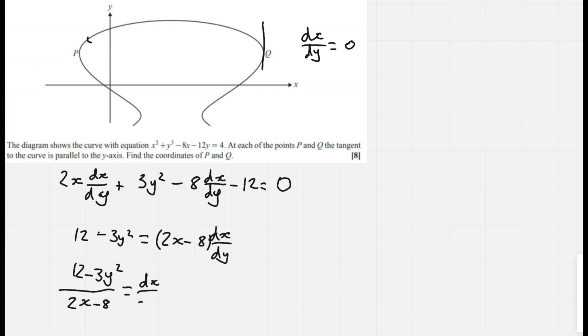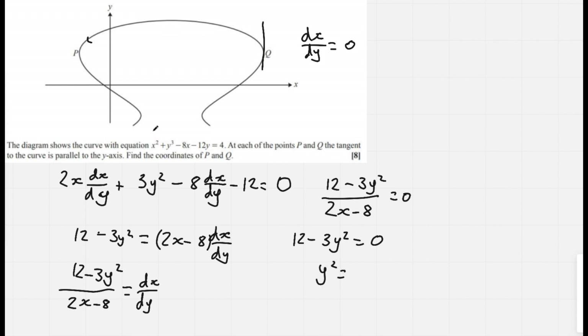Now we know these coordinates are where dx/dy equals 0, so I equal them to 0. For this whole fraction to be equal to 0, I just need to equal the top to 0. That means the top must be equal to 0. I can simplify this: y squared equals 4, which means y equals plus or minus 2.